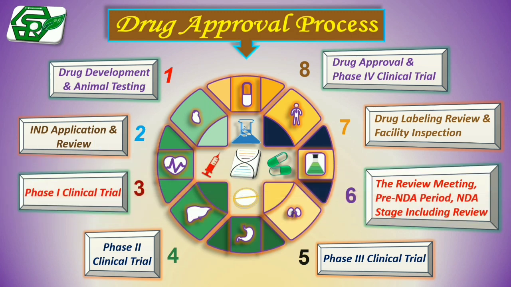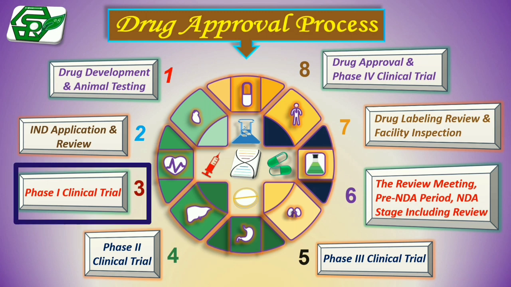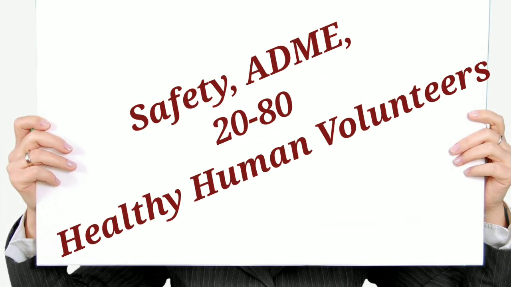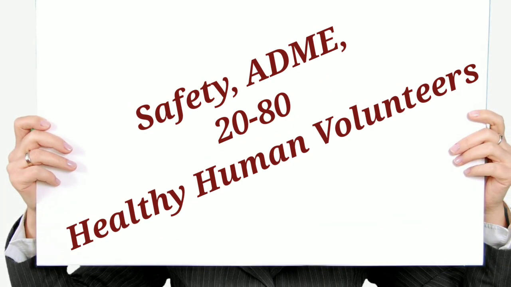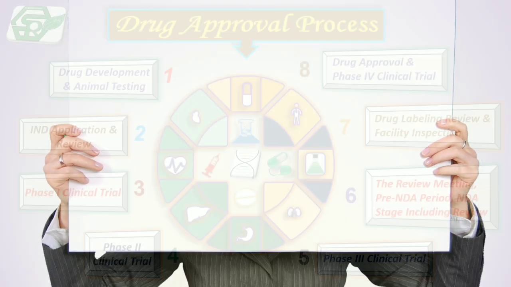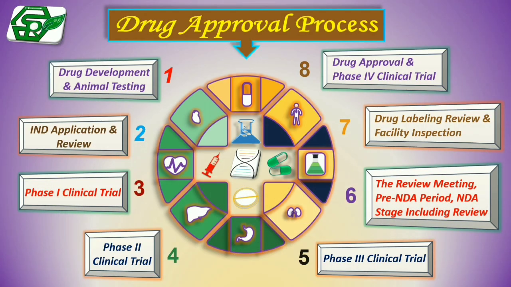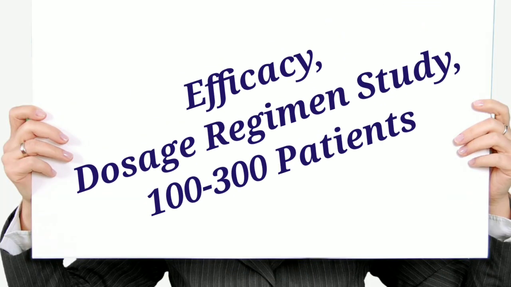Third step is Phase 1 clinical trial. Phase 1 trial involves compound safety and absorption, distribution, metabolism, and excretion, that is ADME determination on 20 to 80 healthy human volunteers.